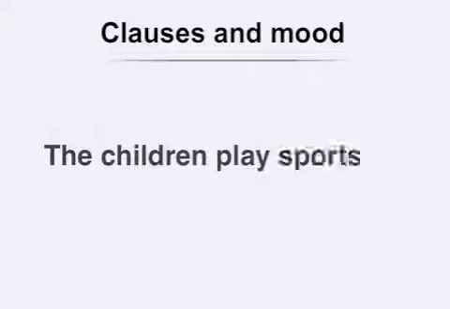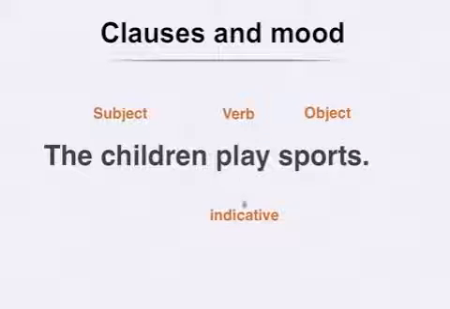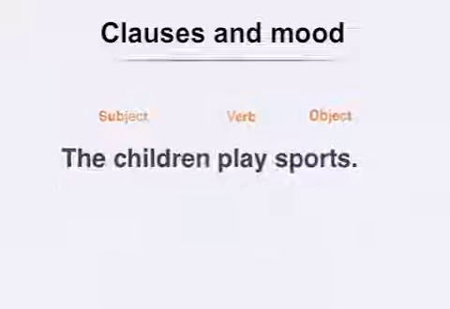Clauses and mood. In the most basic sentence, there's at least one noun or pronoun acting as a subject, and one verb, and maybe some kind of object. And in a basic sentence like this, the verb is in what's called the indicative mood. But sentences aren't usually that basic. What very often happens is that sentences are combined and embedded to say more meaningful things.